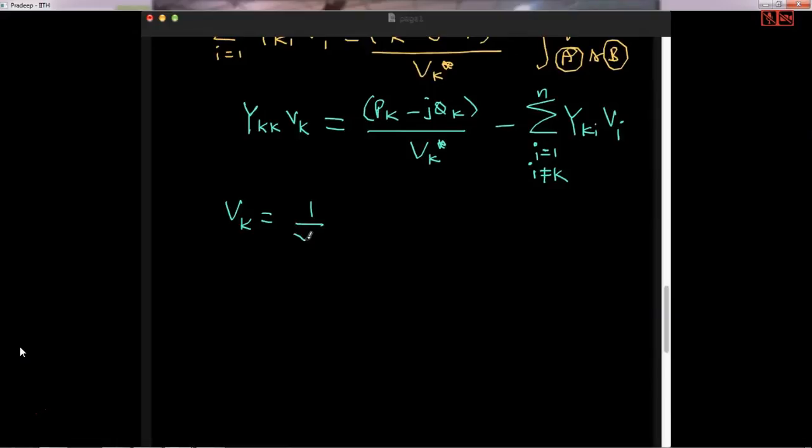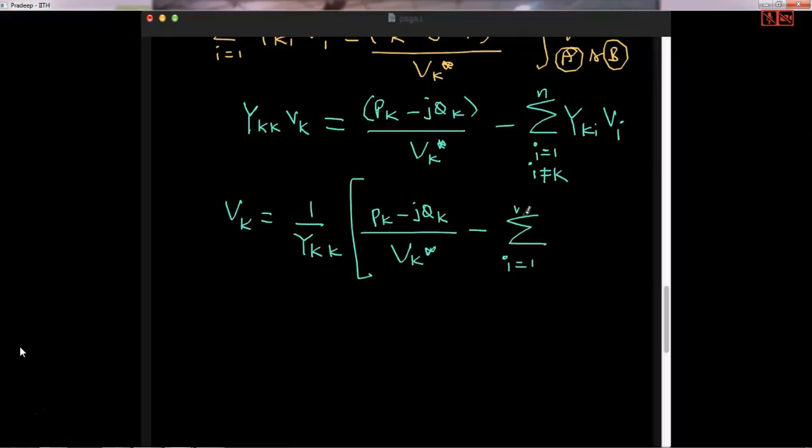So that is 1 by Ykk multiplied by (Pk minus jQk) divided by Vk conjugate, minus summation i equal to 1 to n, i not equal to k, Yki Vi. So here this is a complex number, this is a complex number, this is a complex number. These two are anyway together a complex number, and then Vk is a complex number. So by iterations I can find out V1, V2, V3 and so on. So this is the Gauss-Seidel GS equation.